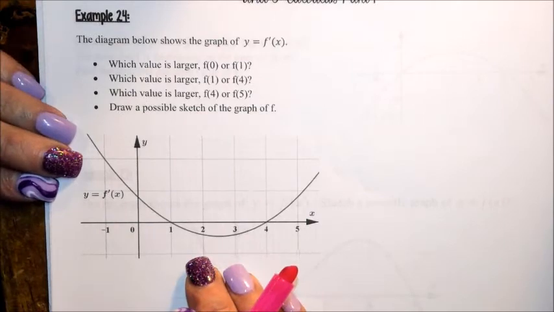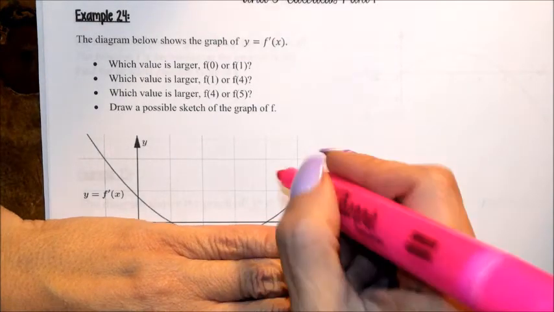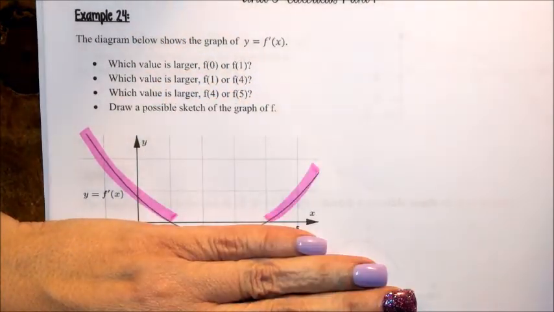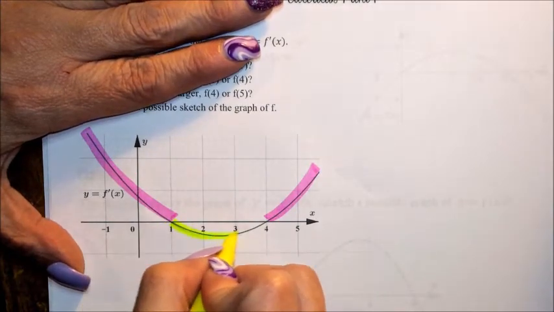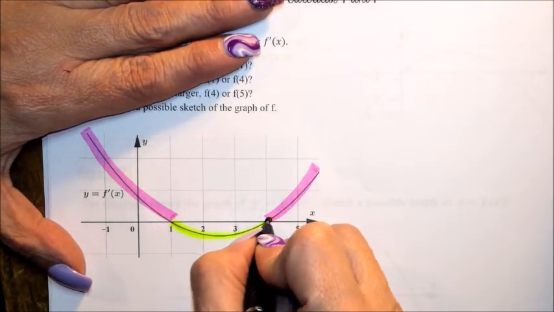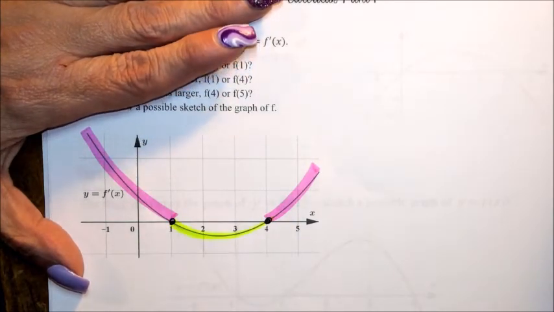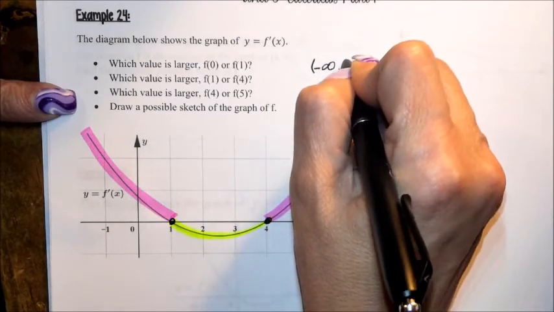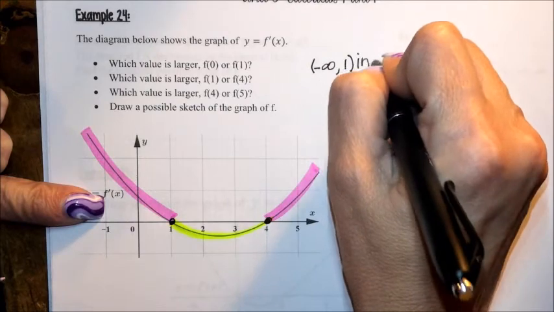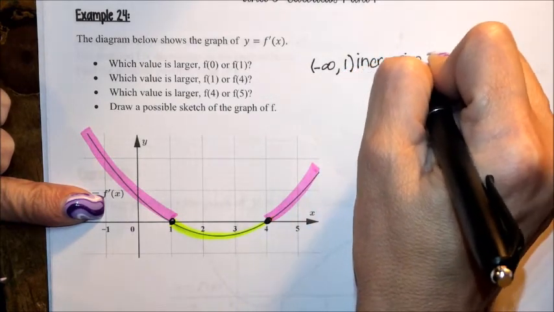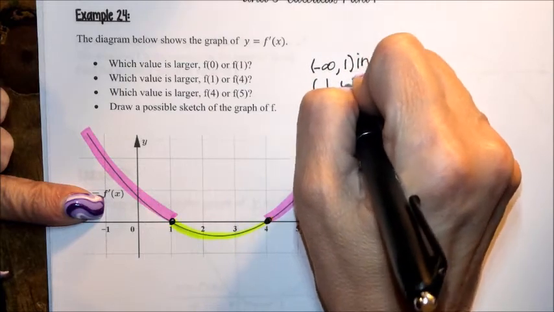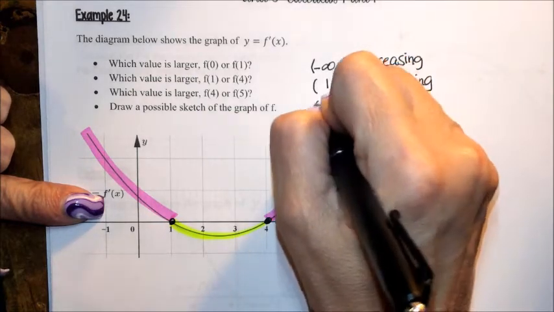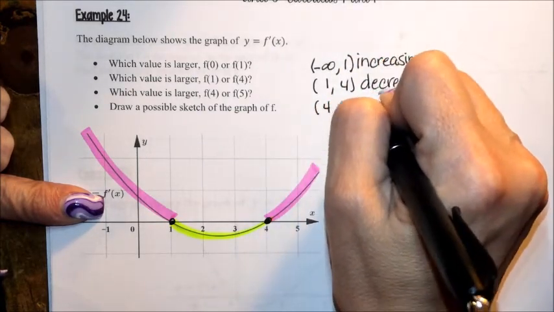Remember, this is the derivative. So you're looking, when is the derivative positive? Well, it's positive here and here. And the derivative is negative here to here. And we have turning points right here at 1 and 4. I'm going to go ahead and just label it. I'm going to say that from negative infinity to positive 1, it's increasing because it's positive. And then from 1 to 4, my graph is decreasing. And then from 4 to positive infinity, my graph is increasing again.